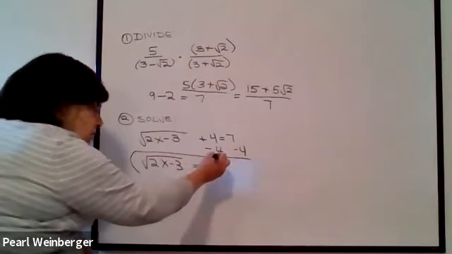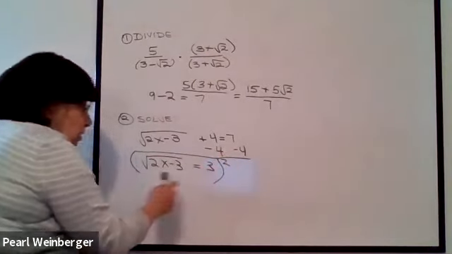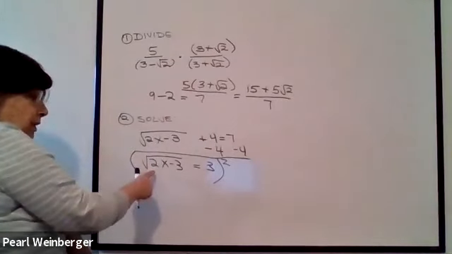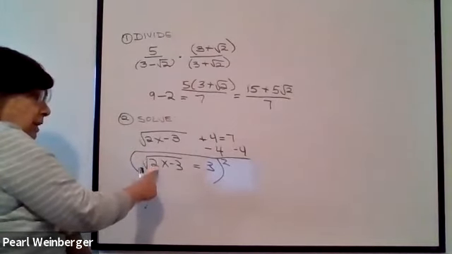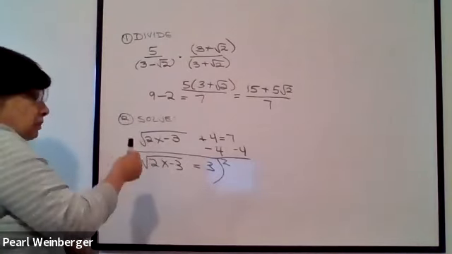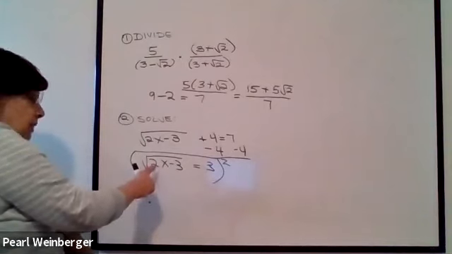And I go further by squaring both sides of this equation. Now, the side that has the radical, when I square it, square means to multiply by itself. Not taking the square root, I am squaring it. I'm multiplying it by itself.